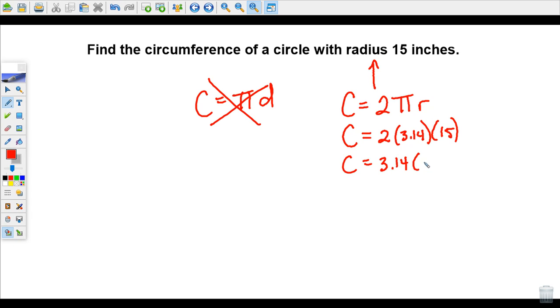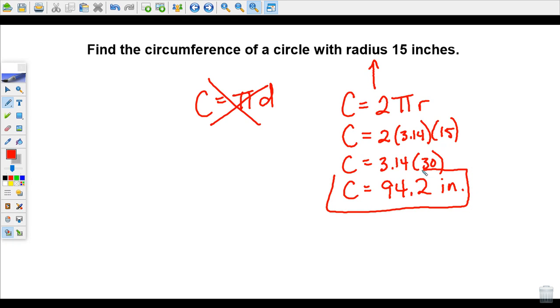2 times 15 is 30. And then I'm going to multiply the 3.14 times 30. That way I don't have to multiply by a decimal more than once. So 3.14 times 30 equals 94.2, and it told us it was in inches, so our units are inches, not inches squared. We're talking a distance, so it's just 94.2 inches.